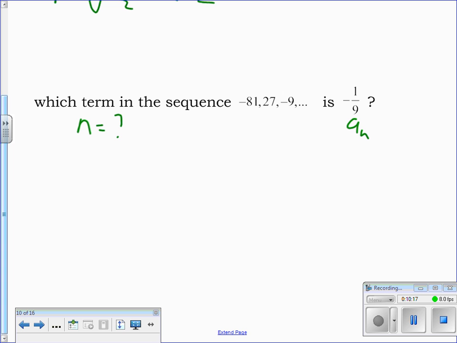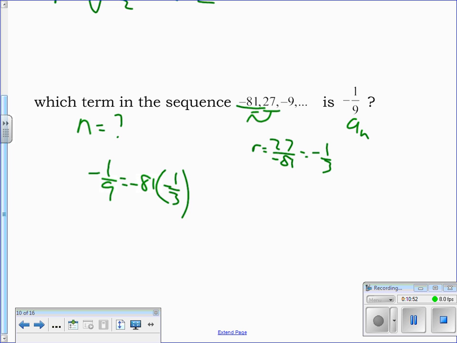So a sub n, negative 1/9, is equal to a sub 1, negative 81. And then we have to figure out what r is. But that's very easy here. I don't have to go through all that root stuff for this one. To find r in this case, I take this number divided by the one in front: 27 divided by negative 81, or negative 1/3. I don't have to go through all the other stuff because I have two numbers right next to each other. Just take the last one divided by the previous one. That gives you your r. And then to finish off the formula, it's to the n minus 1 power.